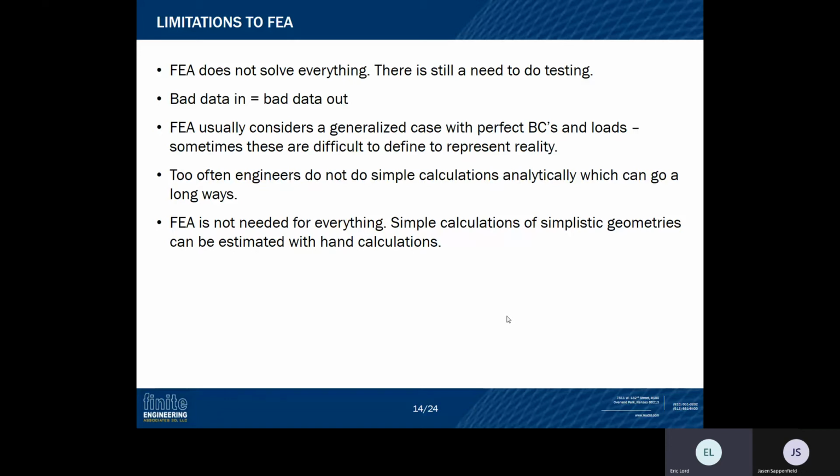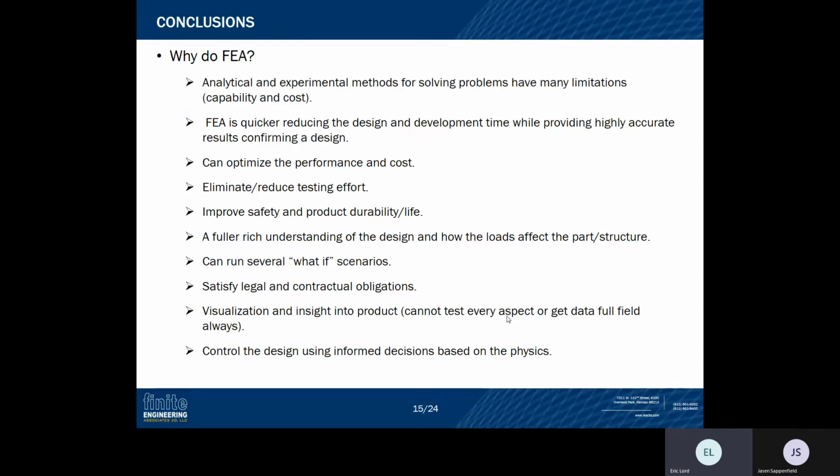So don't forget that the hand calculations are still very powerful, but obviously they can only go so far. You want to make sure that you've exhausted that and that you truly need FEA for whatever problem you're trying to solve. So the conclusion here is: why do FEA?